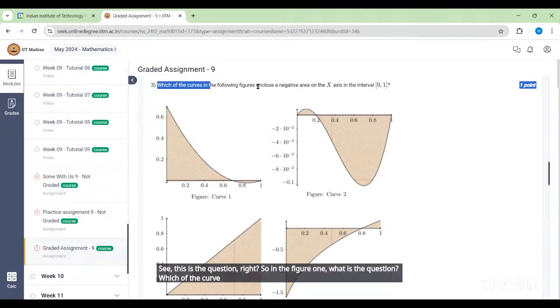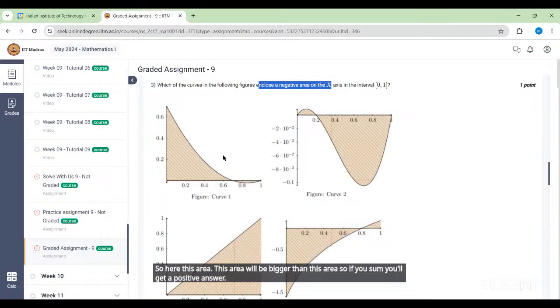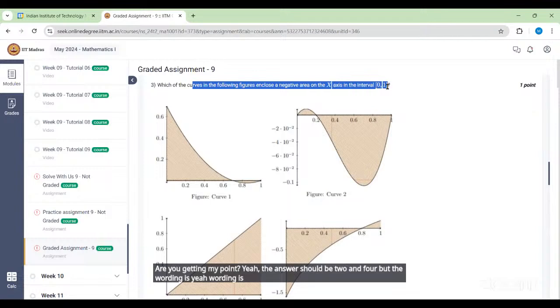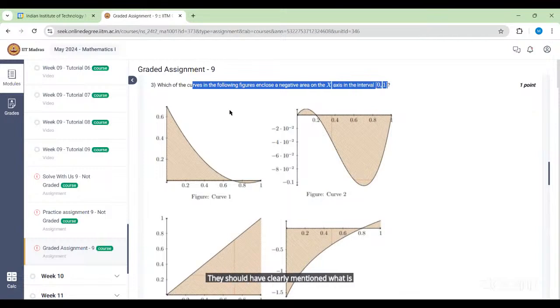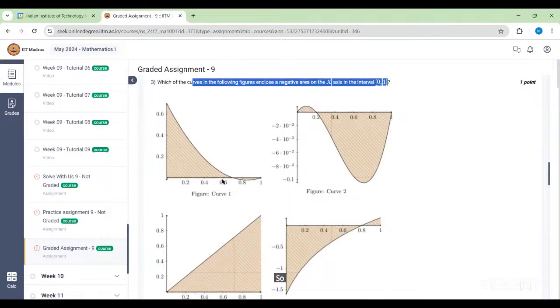Actually, enclosed a negative area on the x-axis means the sum of the areas. So here this area will be bigger than this area, so if you sum, you'll get a positive answer. The answer should be 2 and 4, right? The wording is a little confusing in this question. They should have clearly mentioned what the total area is. The total area will be negative, but they have just mentioned enclosed the negative area, so you might get confused with option 1.